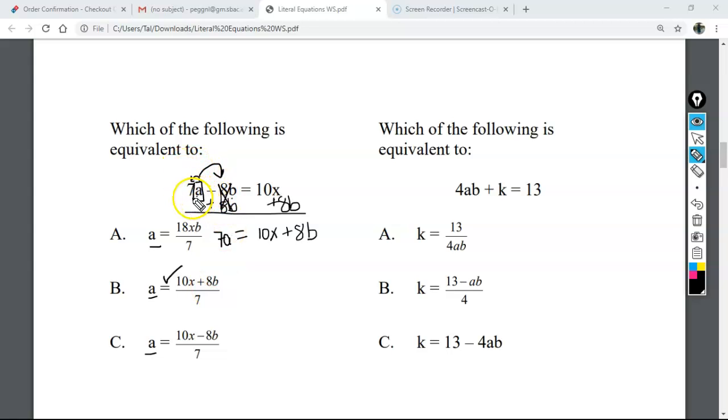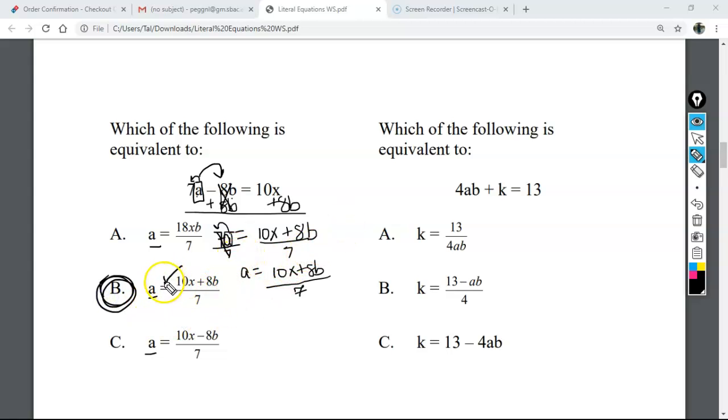All right, so we are here. We're solving for this A still. In front of the A is a 7, just a regular positive 7. So I want to divide both sides by 7. The 7s cancel out, and I get A equals 10x plus 8b all over the number 7. So it looks like we were right. Answer choice B was our correct answer.